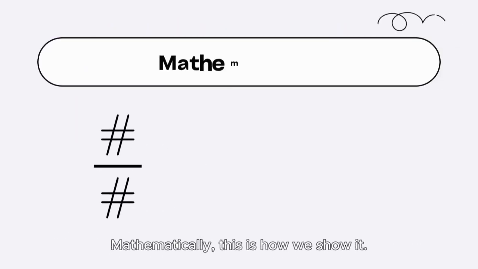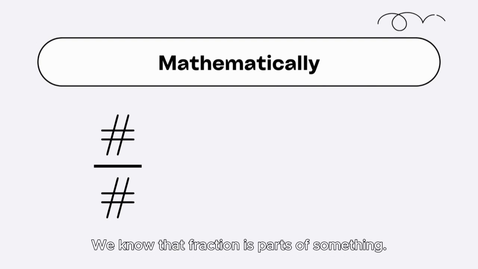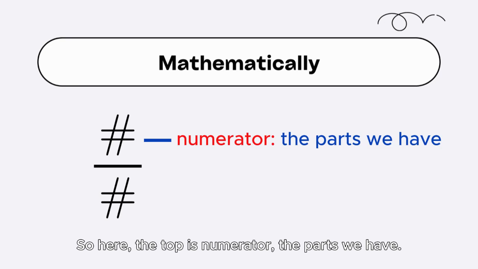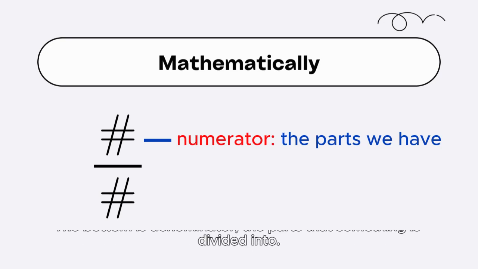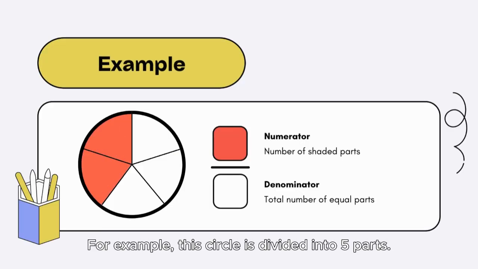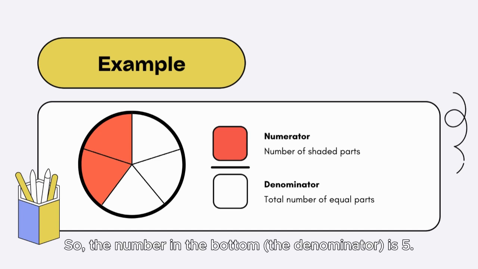thing. Mathematically, this is how we show it. We know that a fraction is parts of something. So here, the top is the numerator, the parts we have. The bottom is the denominator, the parts that something is divided into. For example, this circle is divided into 5 parts. So the number in the bottom, the denominator, is 5.